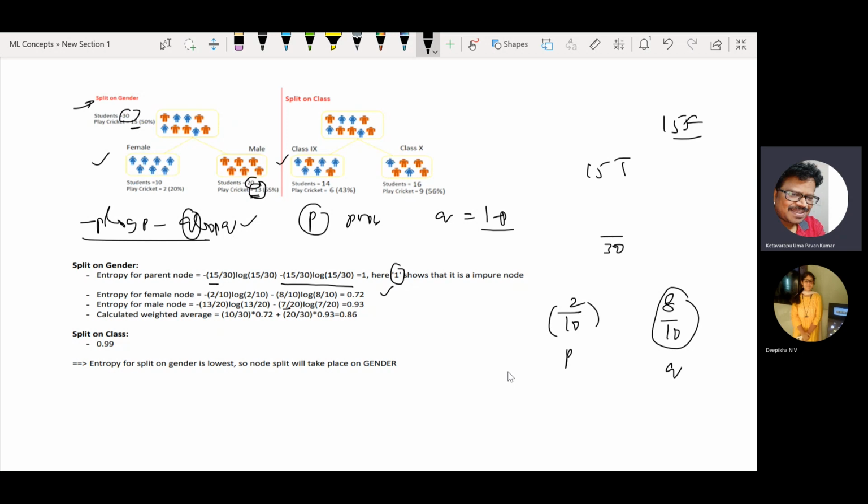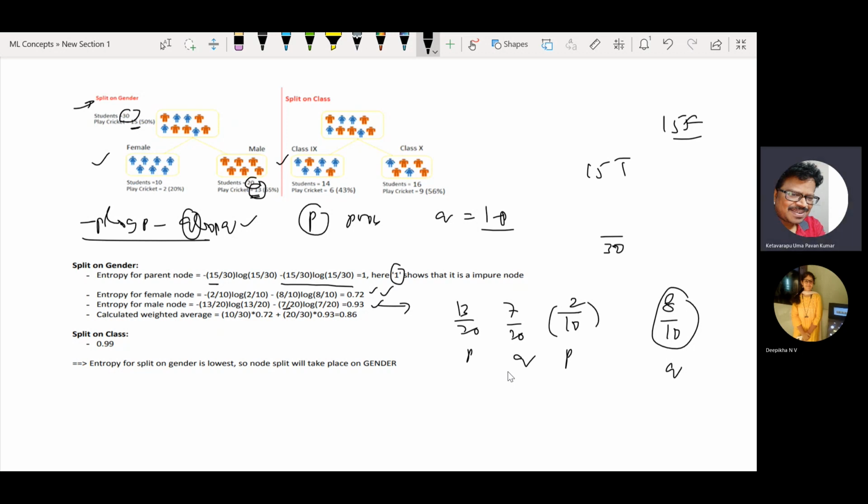Obviously, 7 members are not willing. So in the male category, 13 by 20 is the p value and 7 by 20 is the q value. Based on that, we are calculating: female entropy value is 0.72, male entropy value is 0.93.